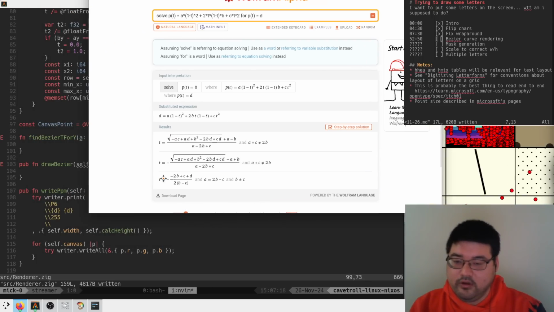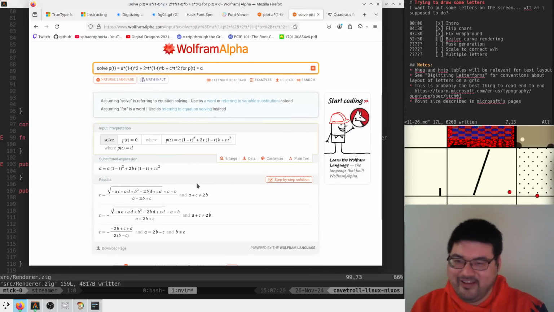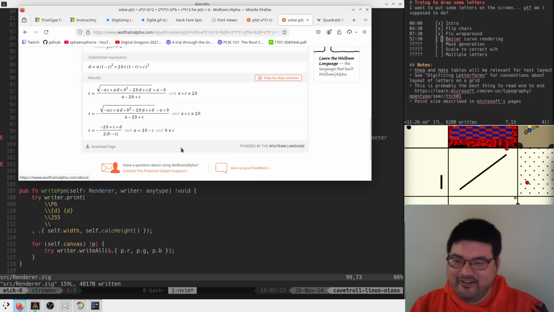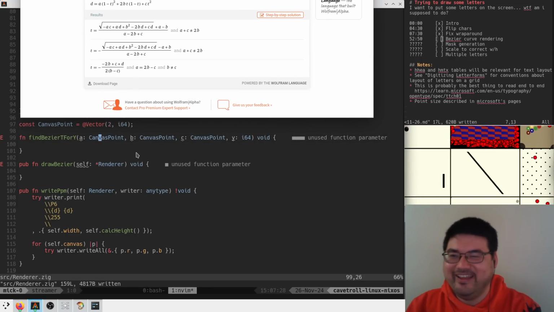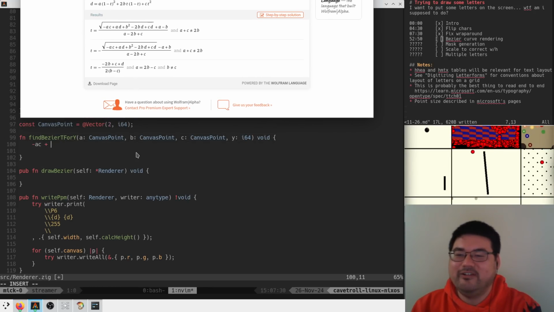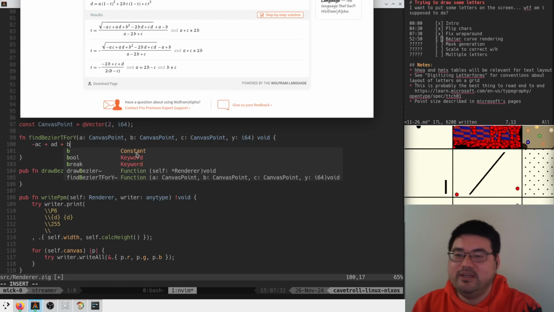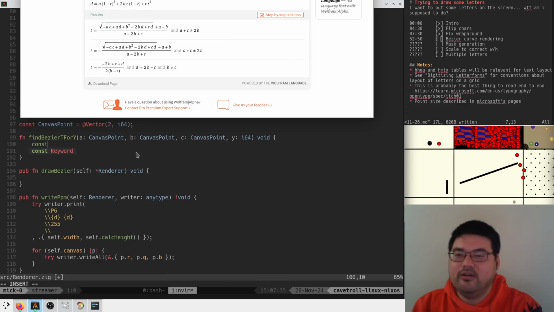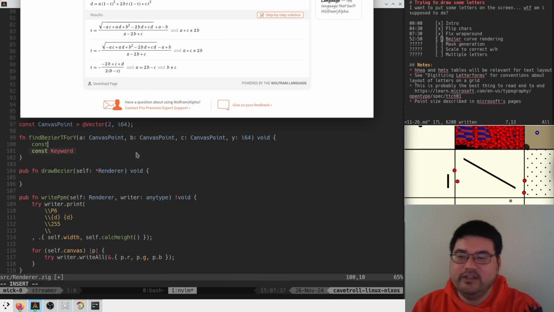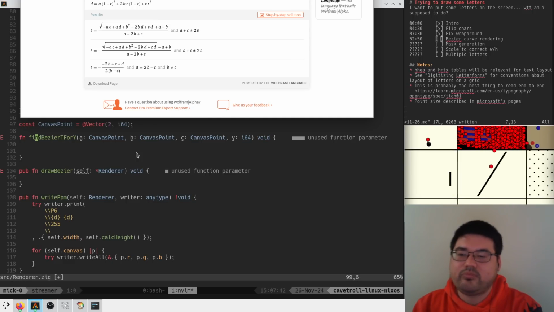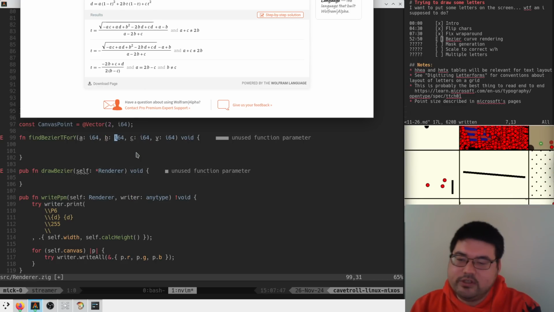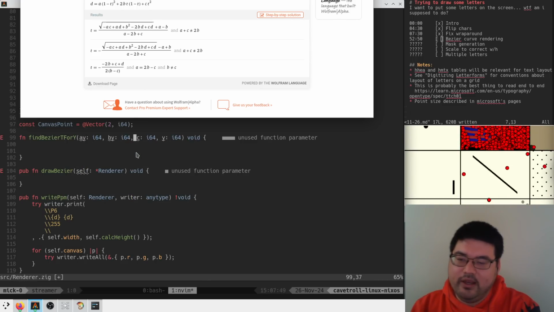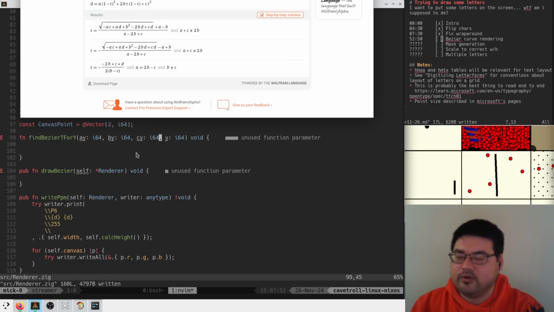So, can we pin this to the top and just start copying? Negative AC plus AD plus B squared. Okay. How do we want to do this? I guess we actually only want the y values here. So I think we'll say this is AY, BY, and CY. That will make more sense.